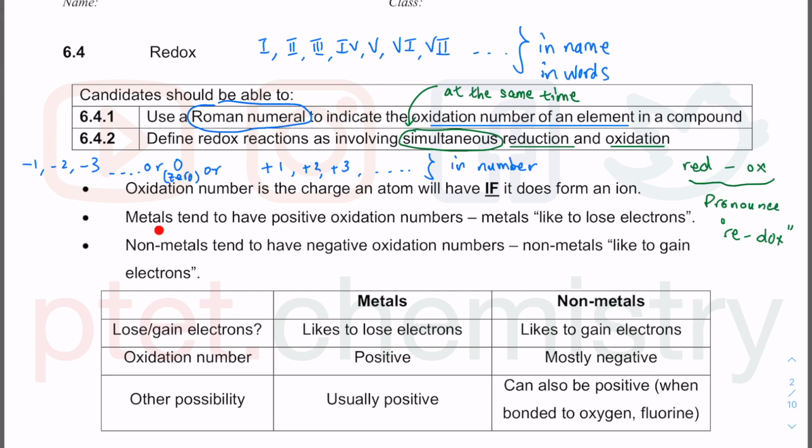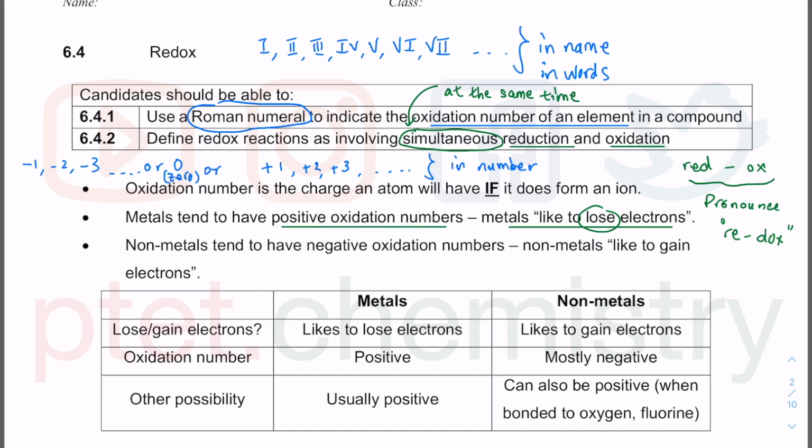As a result of it, as we know, metals like to lose electrons. If metals like to lose electrons, when you lose electrons, you become positively charged. When you become positively charged, you will have a positive oxidation number. That's very, very important to remember.